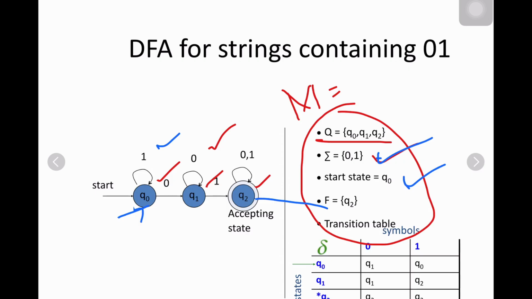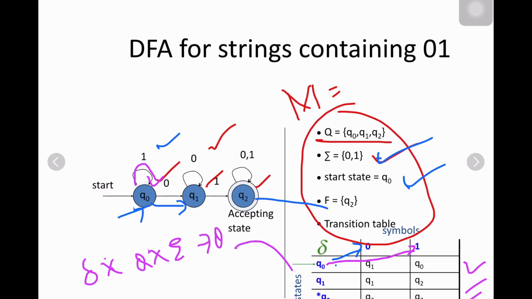Transition table, you can write it. Q naught on 0 will go to Q1, and Q naught on 1 will go to Q naught itself. Like that it can be represented in a transition table. So it is nothing but Q cross sigma to Q, which is nothing but the transition table.